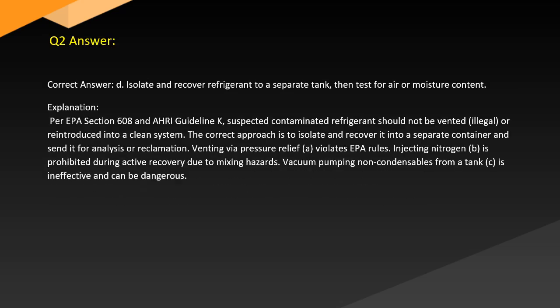Answer. Correct answer: D. Isolate and recover refrigerant to a separate tank, then test for air or moisture content. Explanation. Per EPA Section 608 and guidelines, suspected contaminated refrigerant should not be vented, which is illegal, or reintroduced into a clean system. The correct approach is to isolate and recover it into a separate container and send it for analysis or reclamation. Venting via pressure relief (A) violates EPA rules.